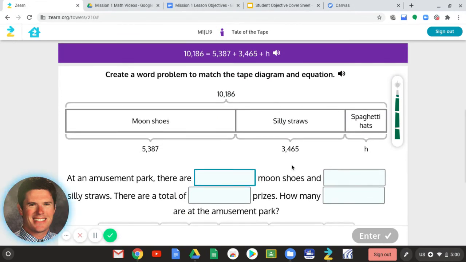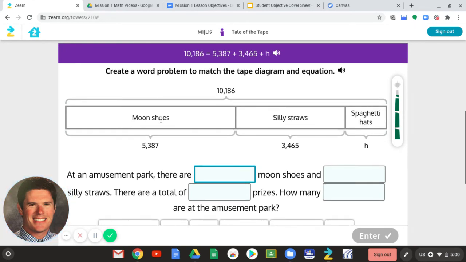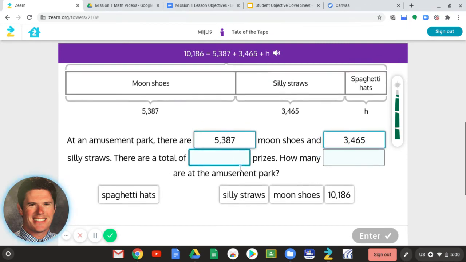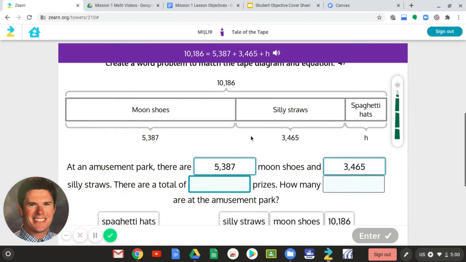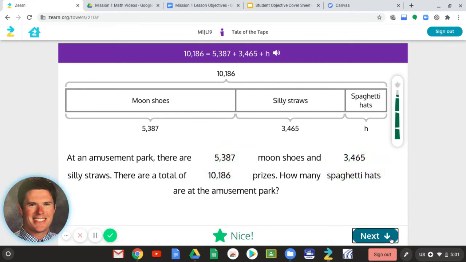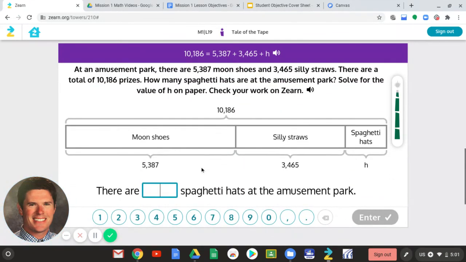Okay. And now let's create a word problem that matches that. So at an amusement park there are, and they labeled it for you, how many moon shoes? Well, there are 5,387. And how many silly straws? 3,465. There are a total of how many prizes? Well, we know the total of prizes is 10,186. And we are trying to figure out how many. What do we know? What's H? Spaghetti hats are at the amusement park. I'm not even sure what exactly a spaghetti hat is. Okay, and now it's asking us, there are how many spaghetti hats at the amusement park?